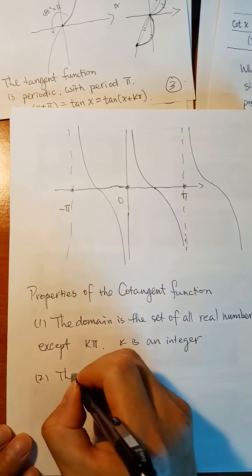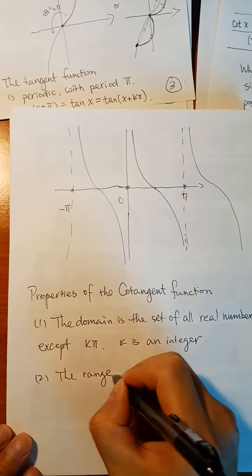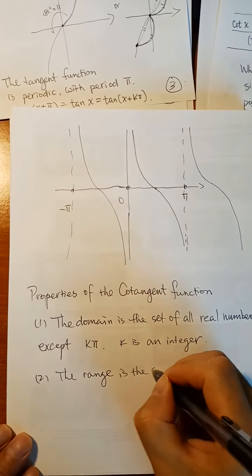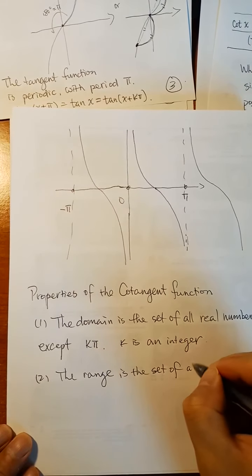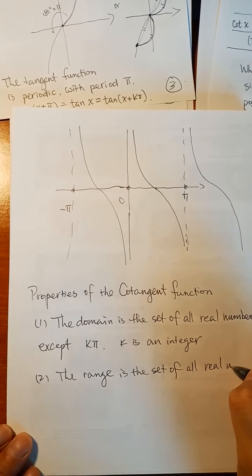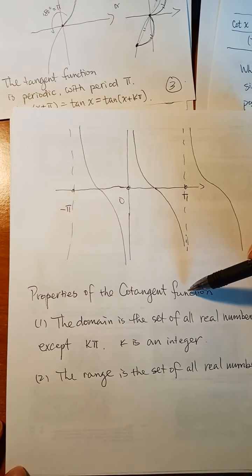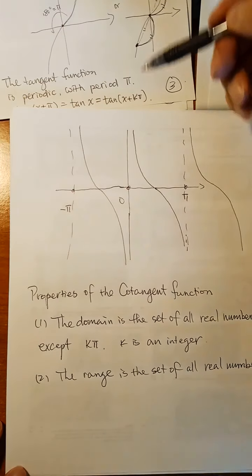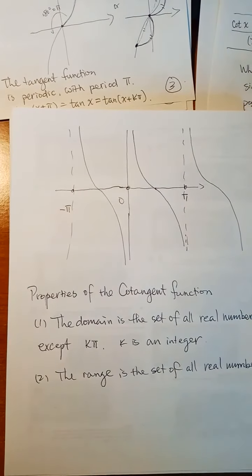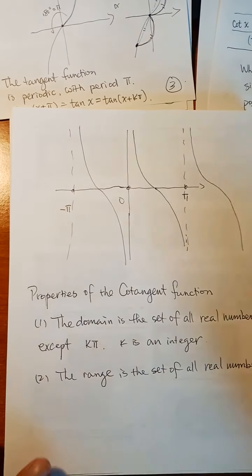The range is the set of all real numbers, period. So no exception. So range you see here is from negative infinity, from bottom to top. It covers all possible values. So this is the range.